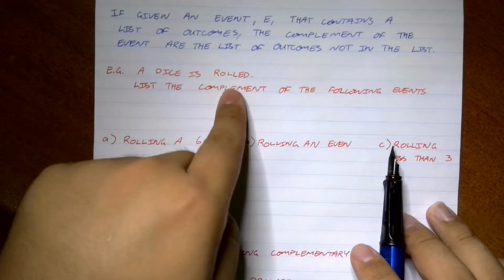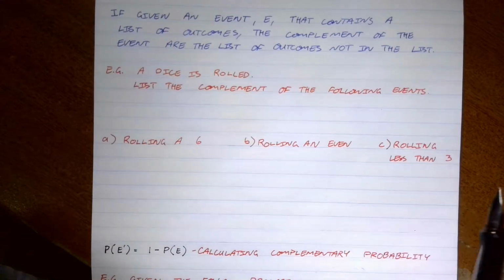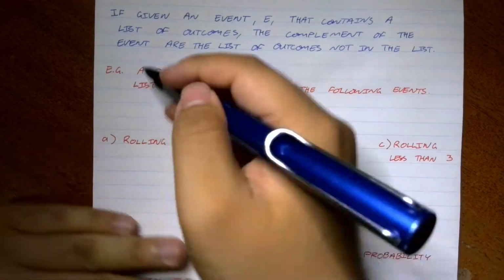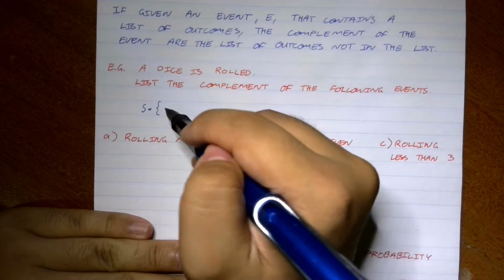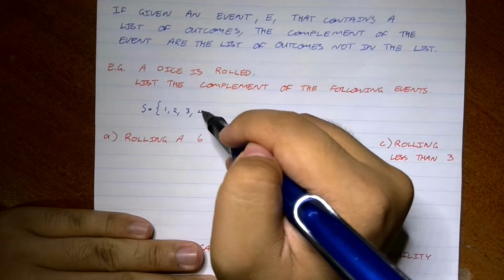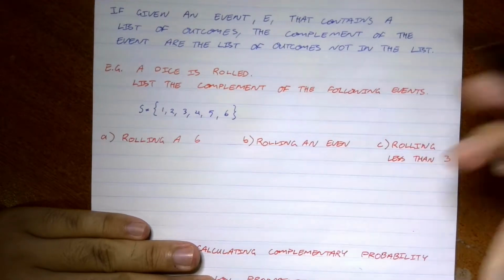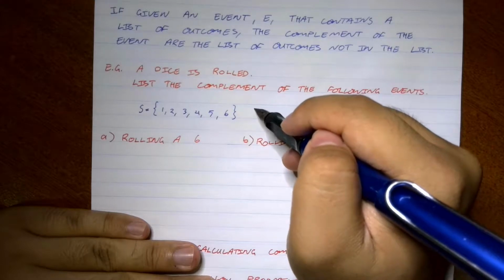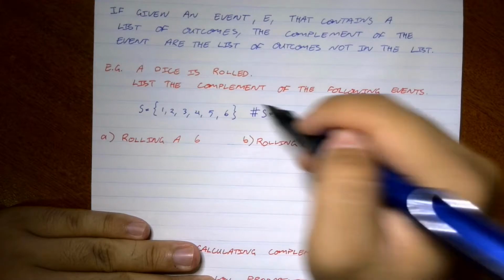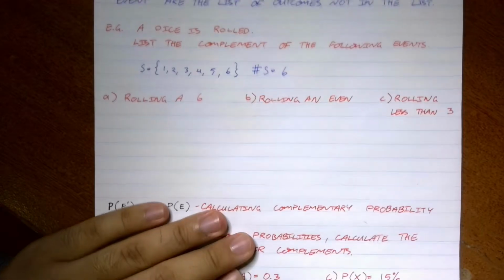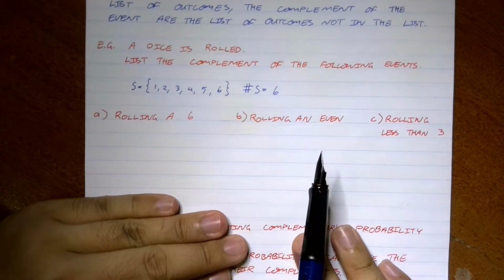Okay, if we are given an experiment, a dice is rolled, it's always good to begin by listing the sample space. So S is given as rolling a dice, so it can be 1, 2, 3, 4, 5, or 6. This isn't as necessary for now, but for later we'll already calculate the total outcomes, which is 6. So let's list the complement of the following events.